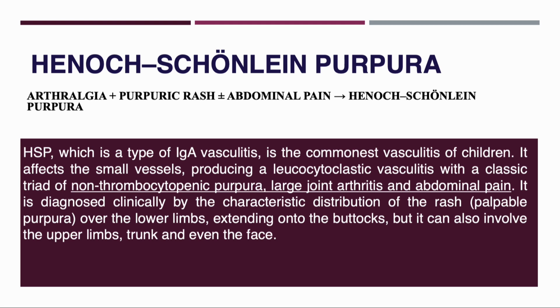Henoch Schonlein Purpura. It's a type of IgA vasculitis and it's the commonest vasculitis of children. It affects the small vessels, producing leukocytoclastic vasculitis with a classic triad of non-thrombocytopenic purpura, large joint arthritis, and abdominal pain. It's diagnosed clinically by the characteristic distribution of the rash, palpable purpura over the lower limbs, extending onto the buttocks, but it can also involve the upper limbs, trunk, and even the face.